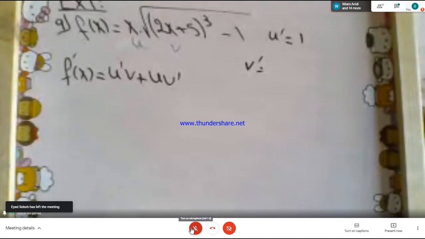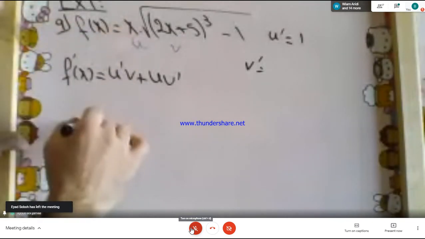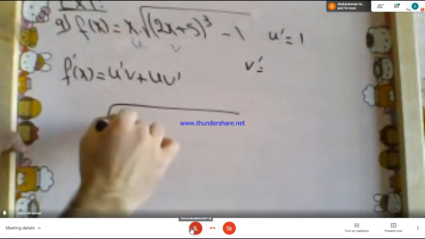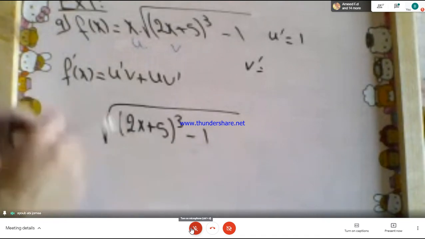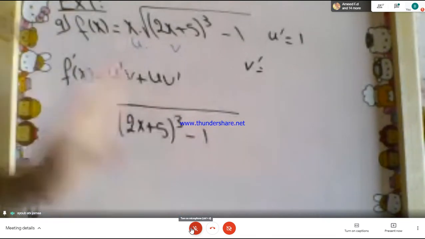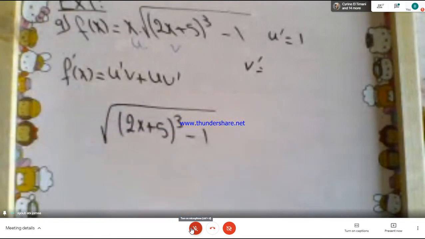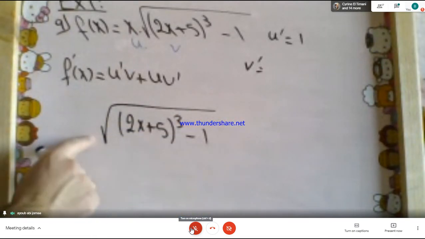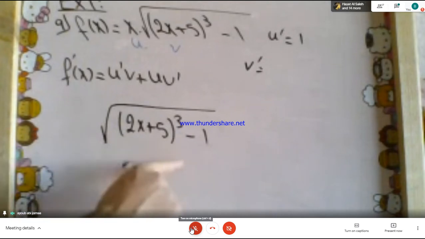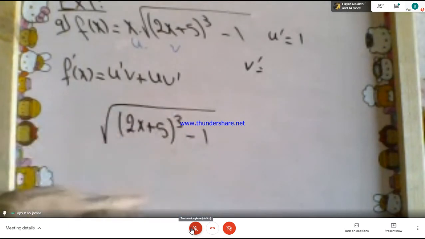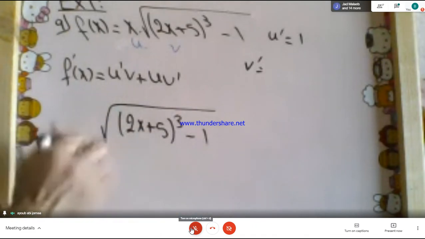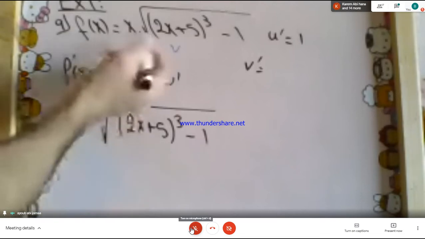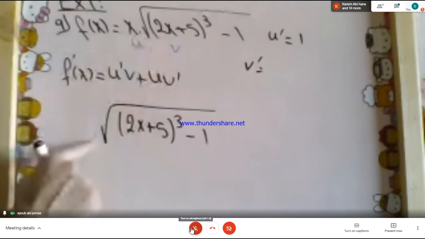v is radical of (2x plus 5) to the power 3 minus 1. Assume that we have only this exercise, radical of whatever. How to find its derivative? Here you can apply k u prime over 2 radical u, or k over 2 radical u times u prime, because here we have 1. There is no variable that would make it a multiplication u times v; here we have only one constant number, 1.